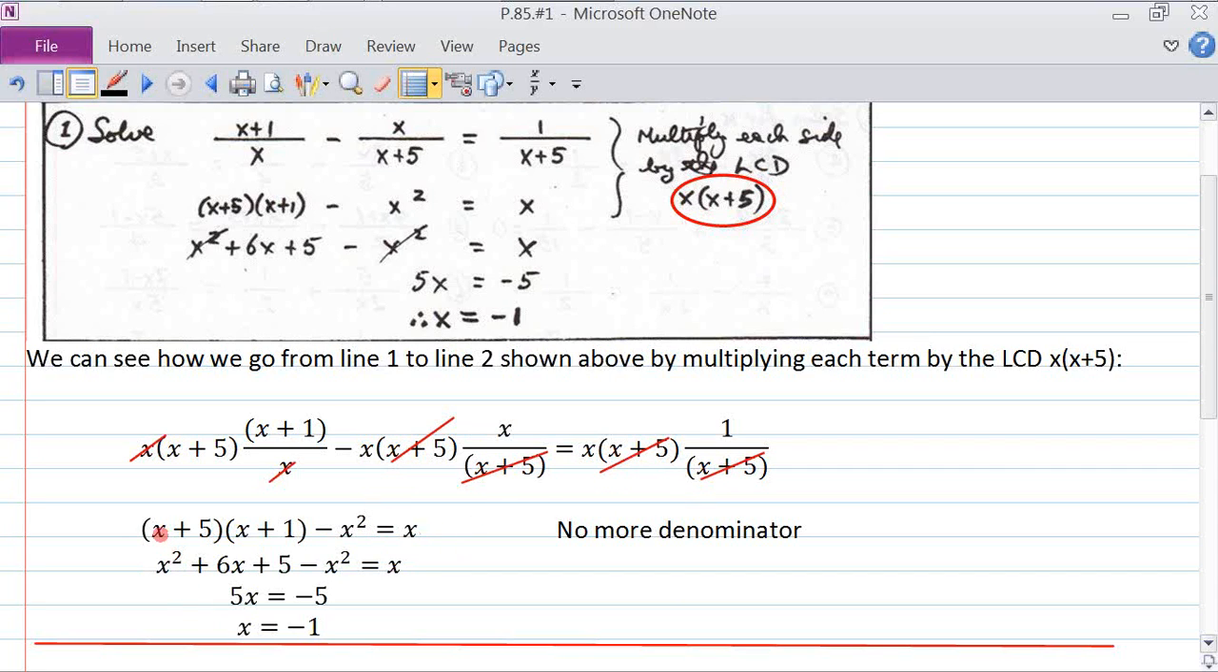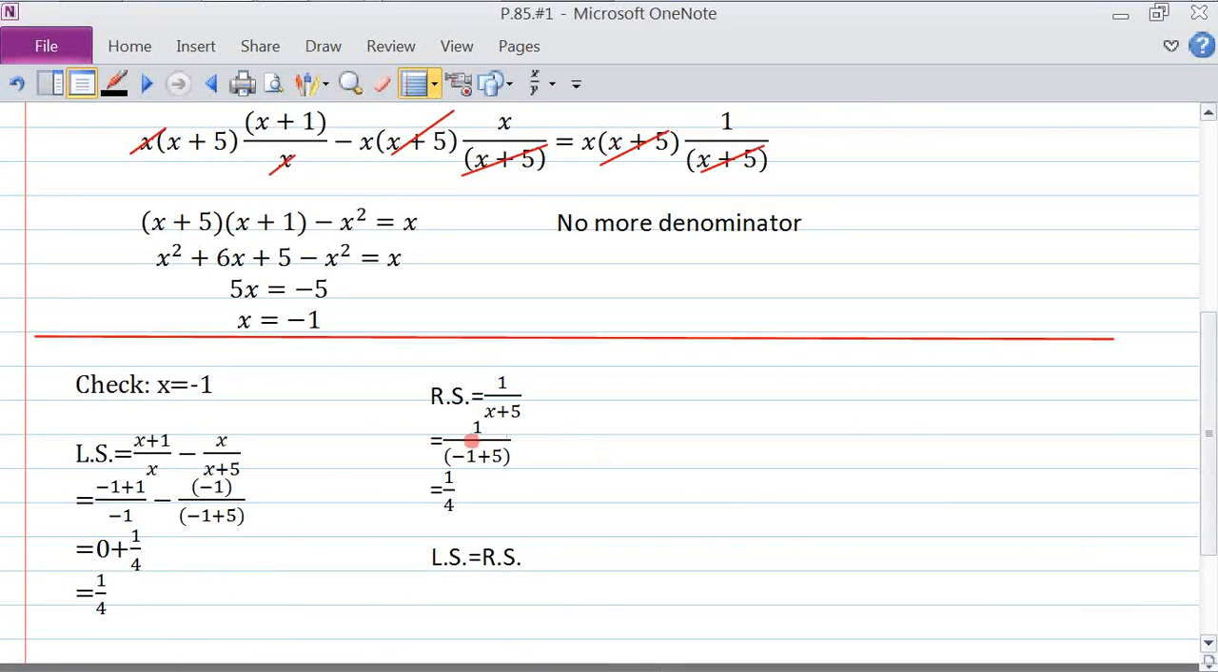So now, first times first gives me this. I combine the inner and outer to give me 6x. And the last times the last gives me plus 5. This is minus x squared here equals x. And so the x squares cancel each other. X squared minus x squared sum to 0. And the x goes over here and becomes 5x. And plus 5 becomes minus 5 here. So x is minus 1.